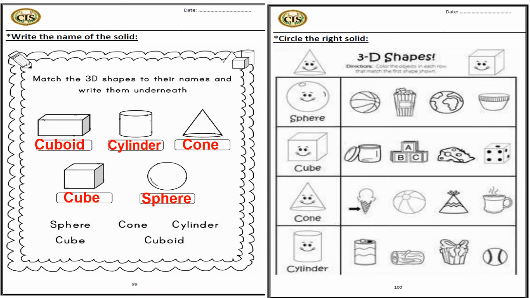Circle the right solid. Which of these shapes? Sphere. Very good. These two shapes. And which of the shapes looks like cube? This ABC block and this dice. Which of these shapes is like cone? The ice cream and the birthday cone. Which of these shapes is like cylinder? Very good. This and this part of the tree.